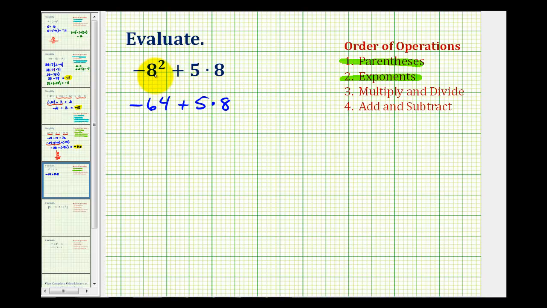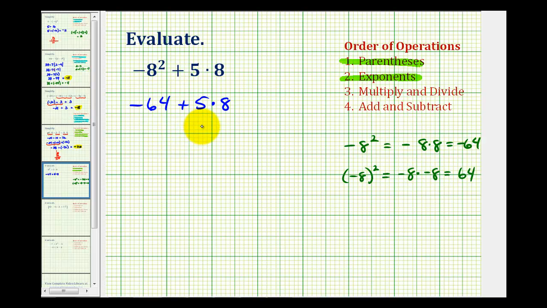And let's take a closer look at this. There's a big difference between the opposite of 8 squared and negative 8 squared. The opposite of positive 8 squared is the opposite of 8 times 8, which is equal to negative 64, which is what we have. But in the second case, we're actually squaring negative 8, which would be negative 8 times negative 8, which would be positive 64. So be very careful when simplifying expressions like this.